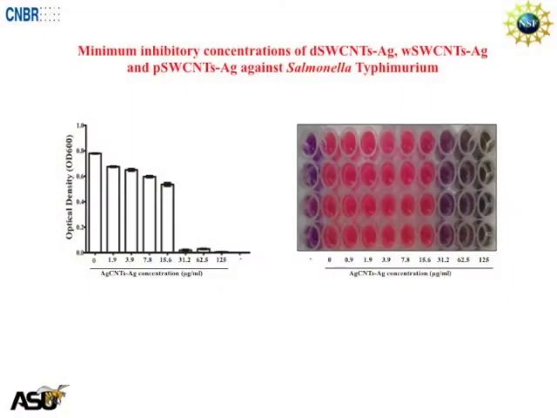These are silver CNT concentrations from 0 to 125 microgram per ml. And as you can see, the MIC lies between 31.2 to 15.6. I want you to remember this concentration for silver CNT. It is somewhere between 31 to 15. Why? I will explain that as I go along with my presentation. So CNTs are toxic, they have MICs between 31 to 15 microgram per ml.